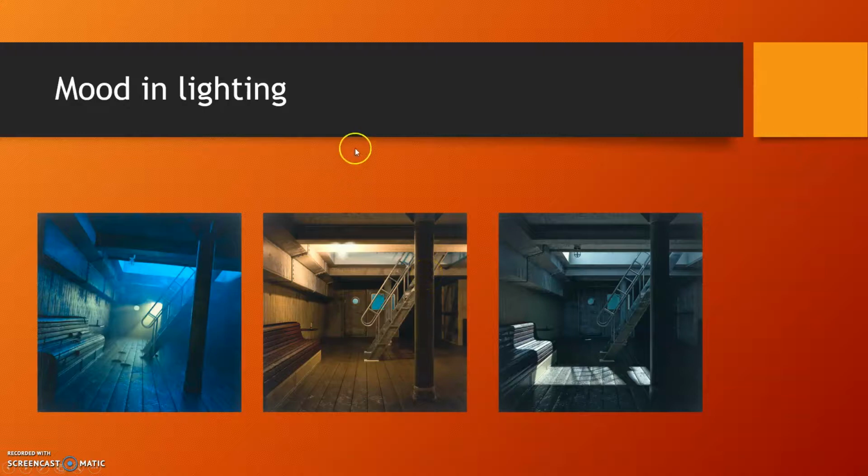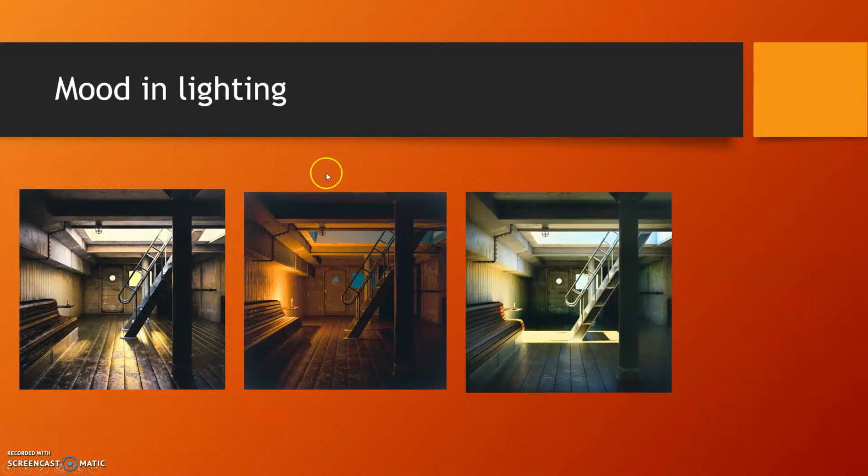Okay, and again, this is an example. Same scene but different kind of mood. So this one is sort of mysterious, right? There is this cut ray and so on. So this one is also different. And again, another example of how the lighting can actually change the mood.